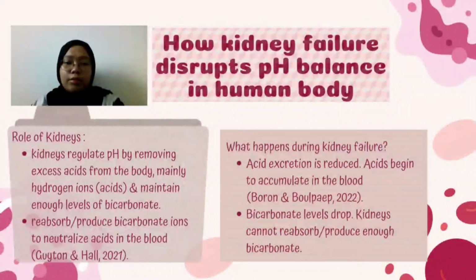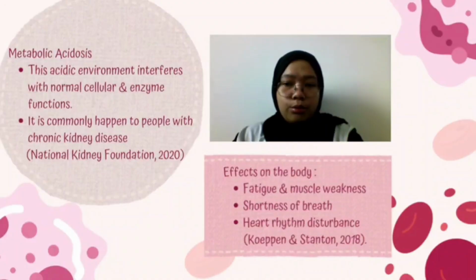Next, bicarbonate levels will drop. Kidneys cannot reabsorb or produce enough bicarbonate. With fewer bicarbonate ions available, the body loses its ability to buffer excess acids. Now, when acids build up and bicarbonate decreases, blood pH drops below normal. This condition is called metabolic acidosis. This acidic environment interferes with normal cellular and enzyme function. It commonly happens to people with chronic kidney disease.